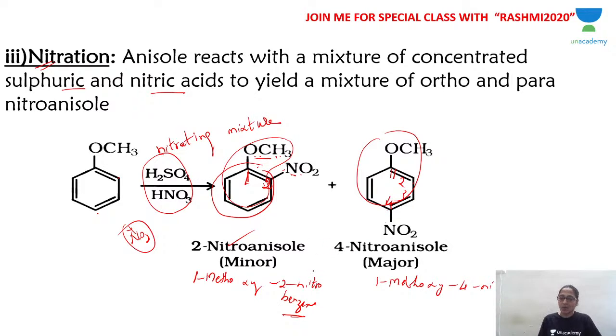This is easier, is it not? So you should know 2 nitroanisole can also be called 1 methoxy 2 nitrobenzene. 4 nitroanisole is also called 1 methoxy 4 nitrobenzene. Okay, so this is about nitration. So that completes our reactions of ethers. Reactions of ether is complete.